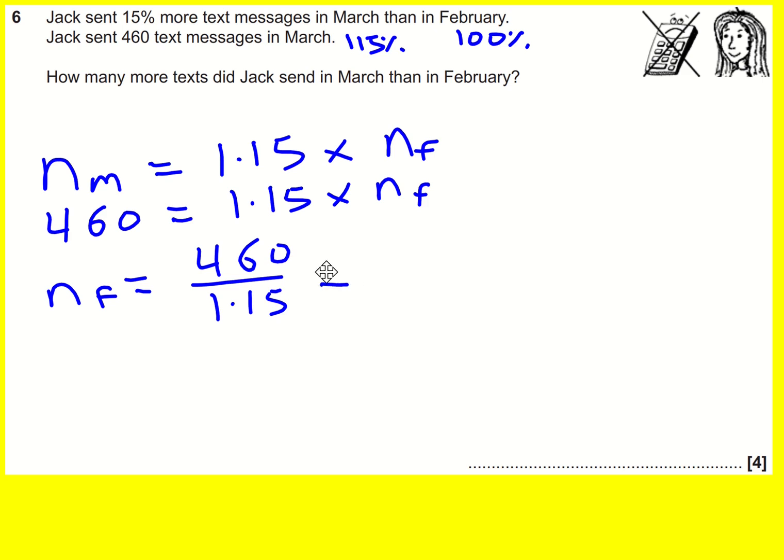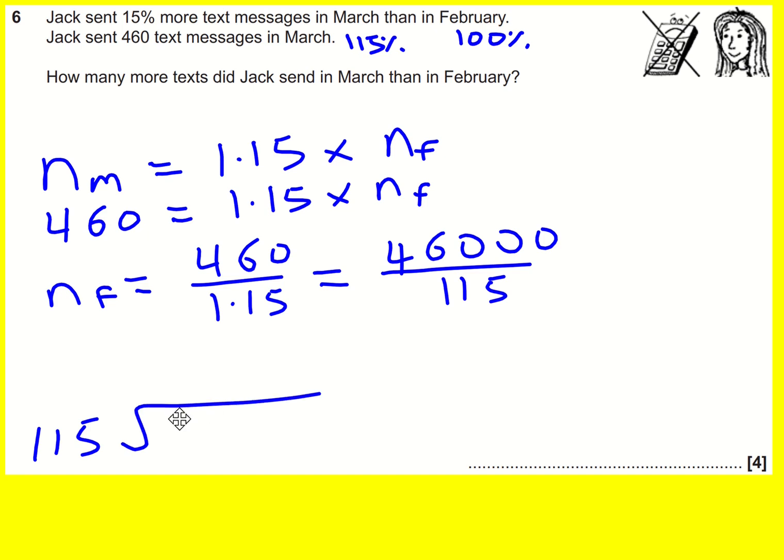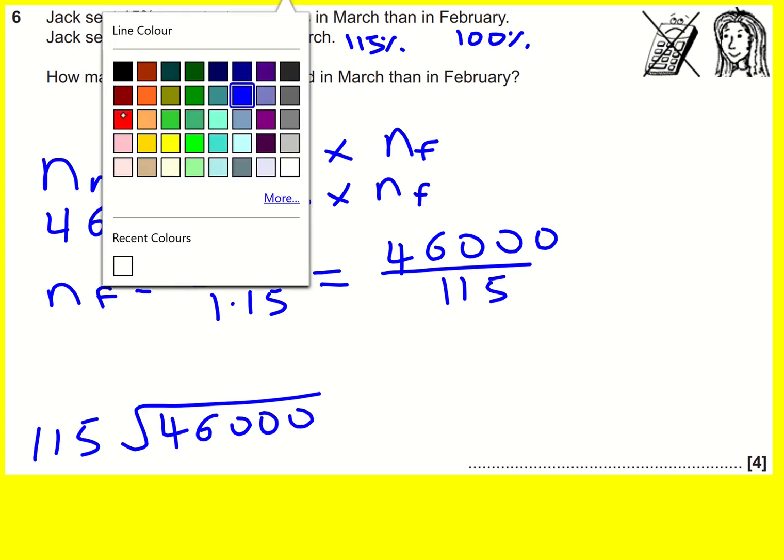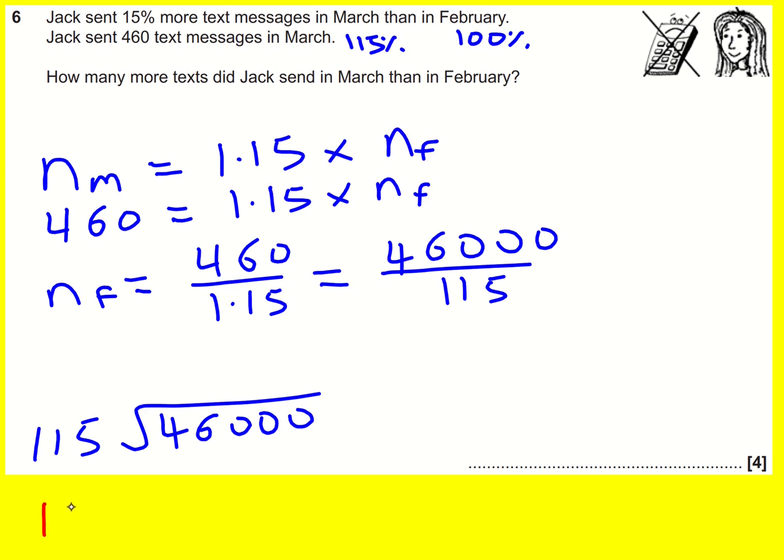I think the first thing to do is change it so we've got integers divided by integers. So I'm going to times through by 100. Okay, times the top by 100 and times the bottom by 100. Right, now let's do a division. 115 into 46,000. Okay, I don't know my 115 times table that well, but let's start it off and see what's happening.